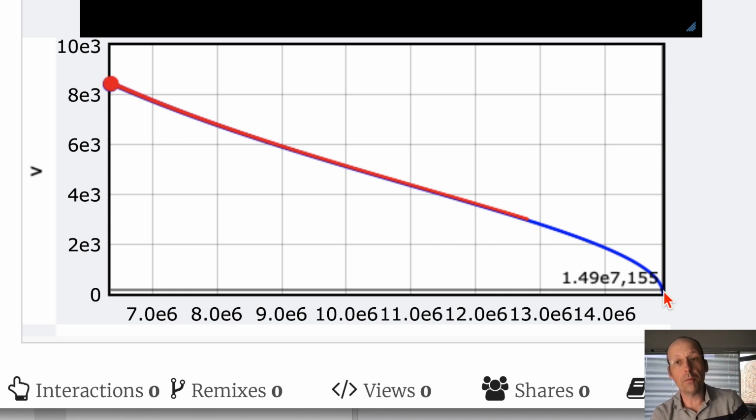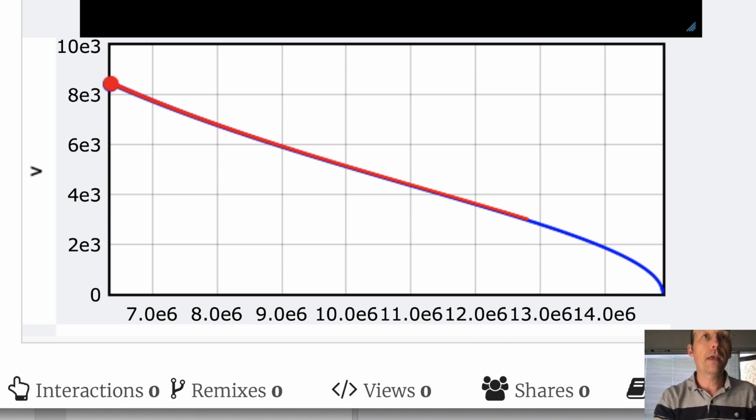Okay, so 1.5 times 10 to the 7th. So it went further away. So you can see eventually we're going to get to the point where maybe it's not going to come back. It keeps going further and further and further. Okay, let's calculate how far that goes. Now I'm going back to the paper.